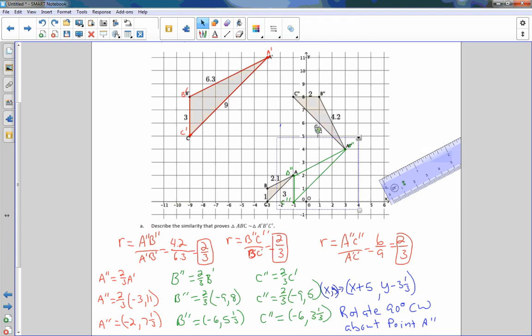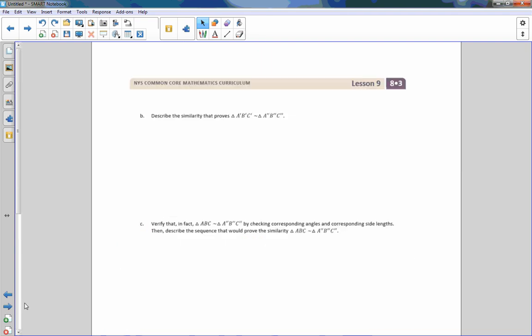So I'm going to rotate this, but A double prime, there's 90 degrees, but A double prime would have stayed on A double prime, and there it is. Okay, so there's the transformation to get the red to the green. So to recap, I scaled it down by a factor of 2/3. I translated it right 5, down 3 1/3, and then I rotated it clockwise 90 degrees about point A double prime. That is not the only way to do it. That's just the way I did it.